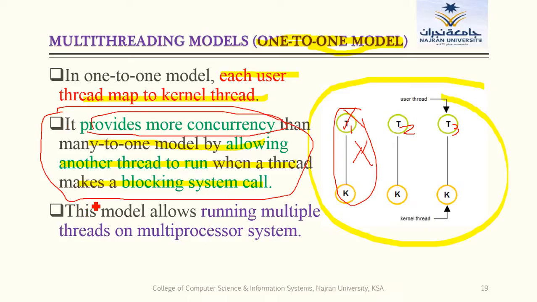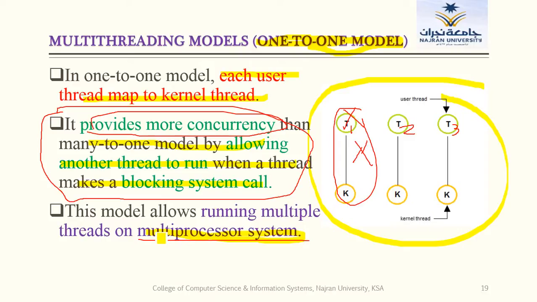Another disadvantage that we discussed is that if we have a multiprocessor system, we are not able to run more than one thread in parallel, at the same time. But this model allows running multiple threads on a multiprocessor system. If we have a multiprocessor system, we can execute more than one thread at the same time. These are the two disadvantages of the many-to-one model, and they are overcome in the one-to-one model. Understand? So this is our second multi-threading model, the one-to-one model.